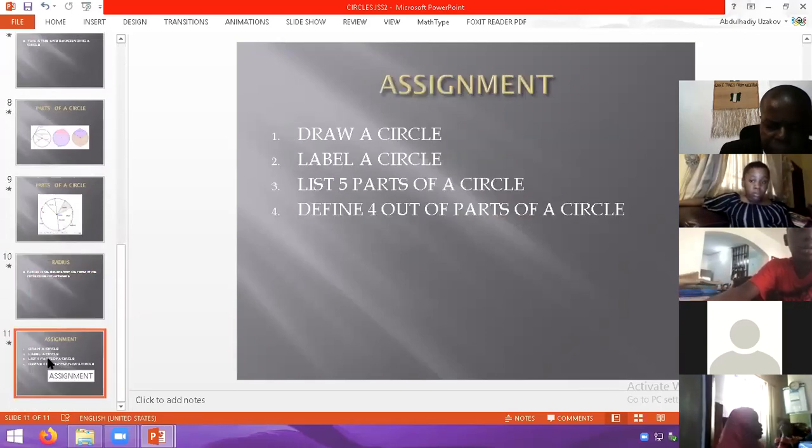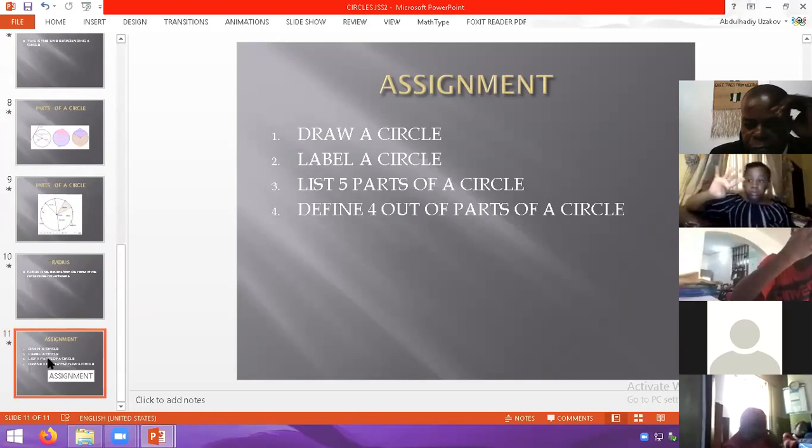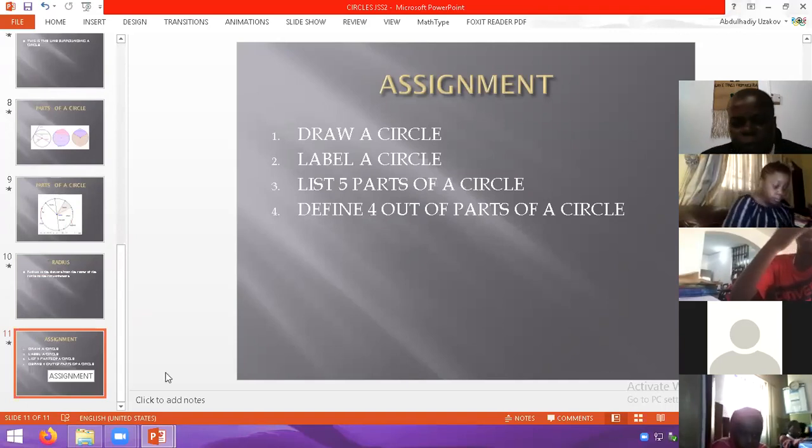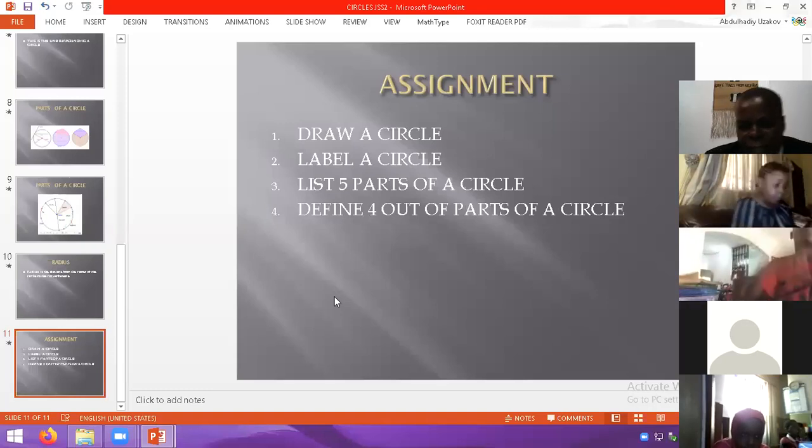List 5 parts of a circle and define 4 out of the parts of a circle. Define 4 out of all the parts of a circle. That is the question. Sama, I think I've been able to answer your question.